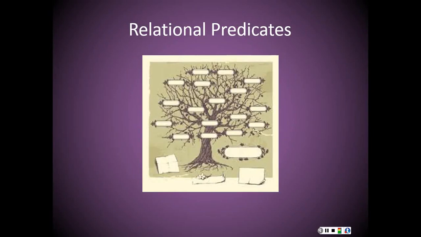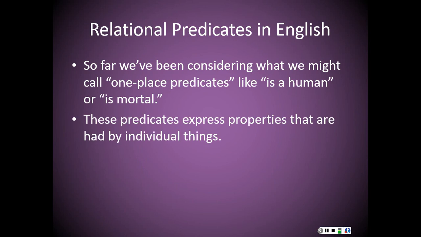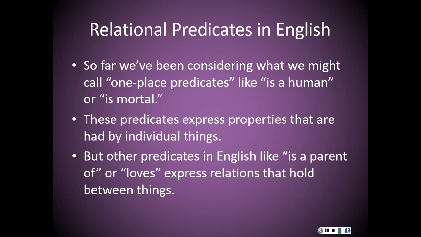In this lecture, I'd like to talk about relational predicates. So far we've been considering what we might call one-place predicates, like "is human" or "is mortal." These are predicates that express properties that are had by individual things. It is individual things that are human or that are mortal. But some predicates in English, like "is a parent of" or "loves," express relations that hold between things.